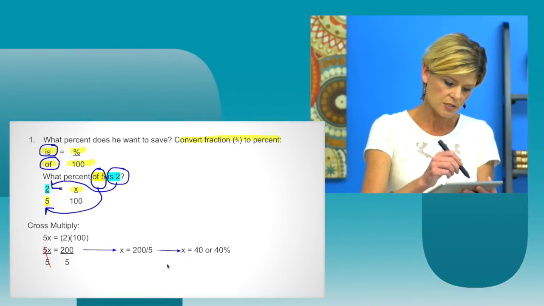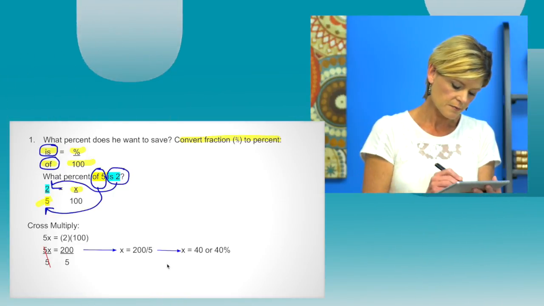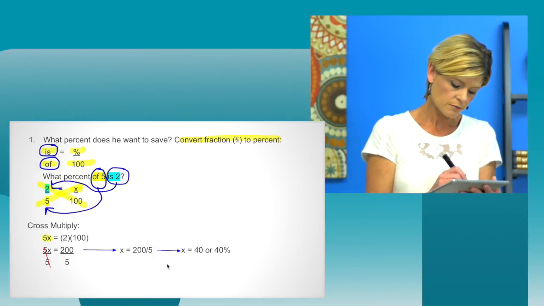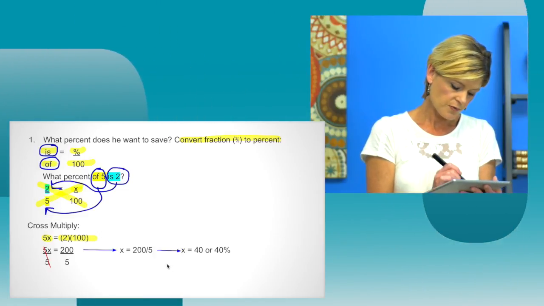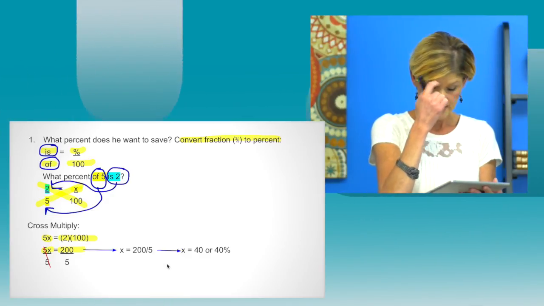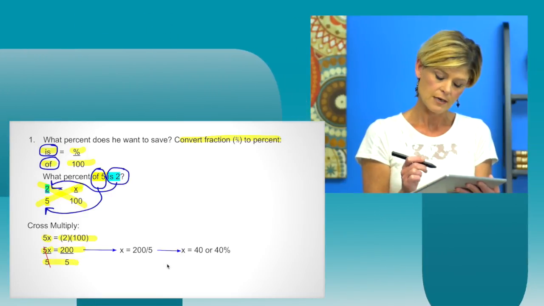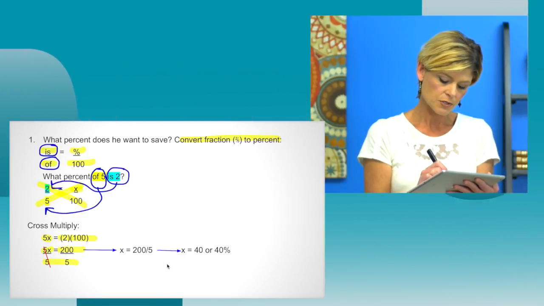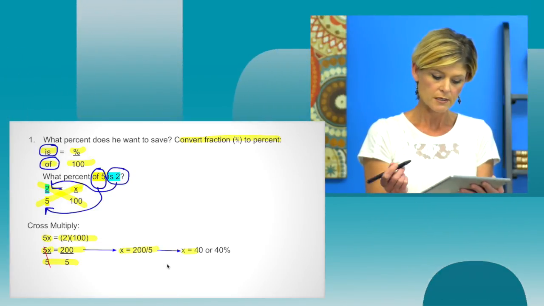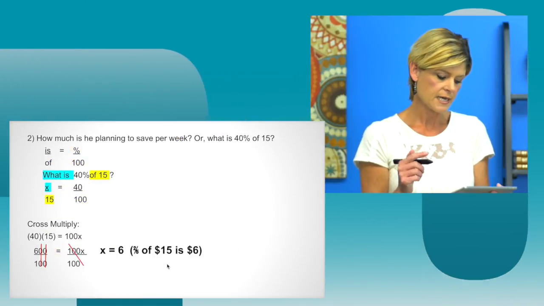Then the next thing I'm gonna do is I'm going to cross multiply. 5 times x equals 2 times 100. So 5x becomes 5x, and 2 times 100 is 200. Next step would be to divide both sides by 5. My 5's cancel out, and I get x equals 200 over 5. Or, once I simplify that, x equals 40, or 40%. Okay, but we're not done yet.